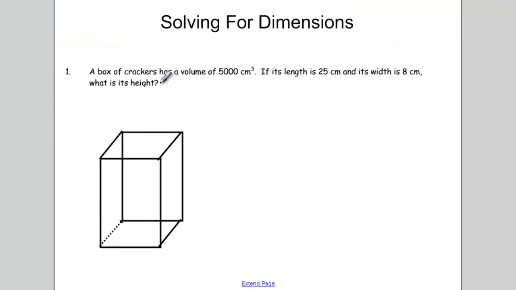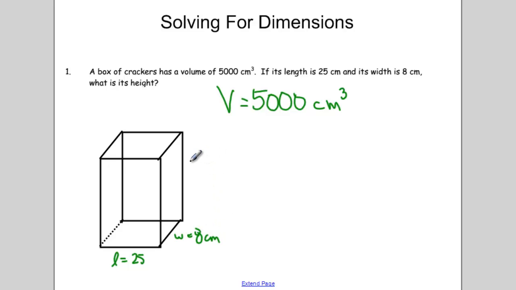Let's say we have a box of crackers that we know has a volume of 5,000 centimeters cubed. The volume is 5,000 centimeters cubed. We know the length of this box is 25 centimeters, and we know the width of this box is 8 centimeters. Can we use this information to solve for the height?